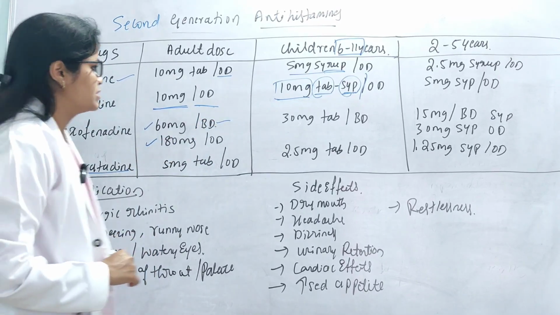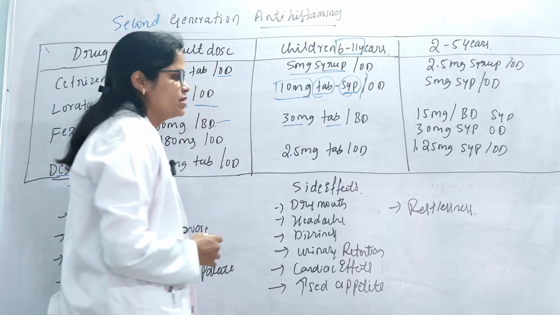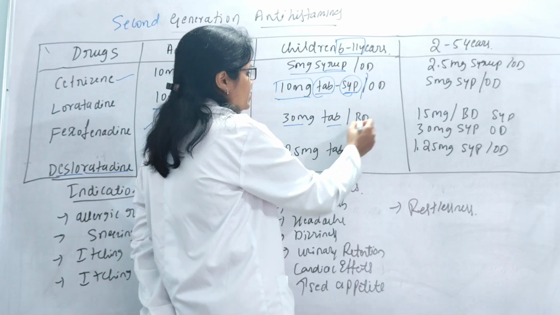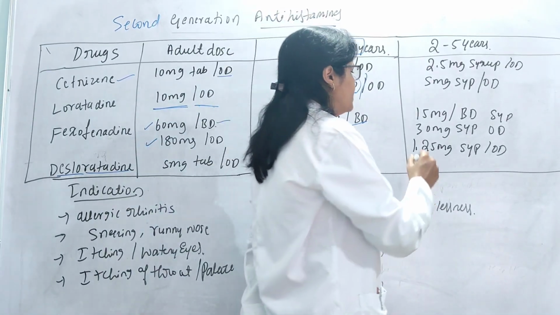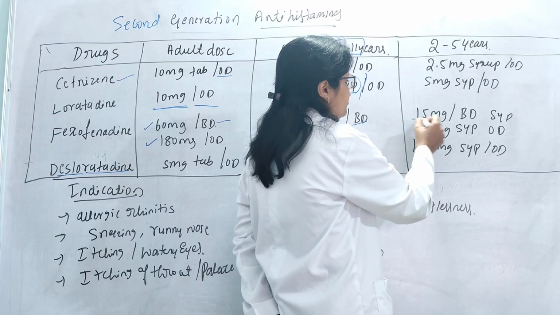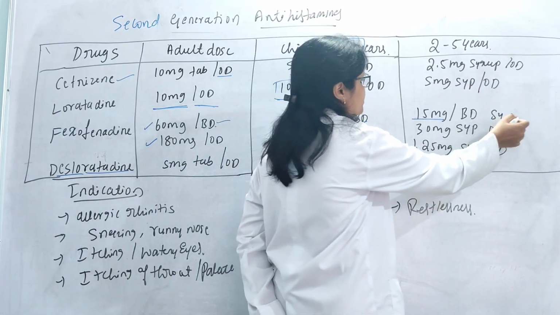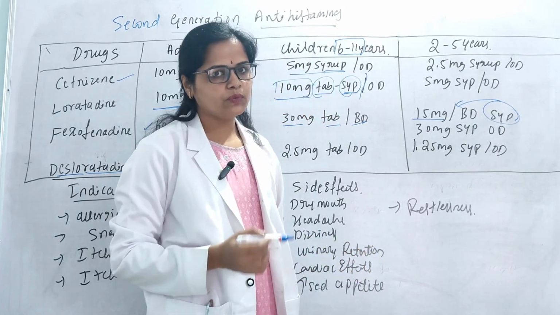And for the children 6 to 11 years, it is a 30 mg tablet, twice in a day. Okay, for children 30 mg tablet daily, 2 times. And for the 2 to 5 years children, it is administered 15 mg BD, means 2 times in a day, or it is available in the form of syrup, and 30 mg syrup OD, once in a day.